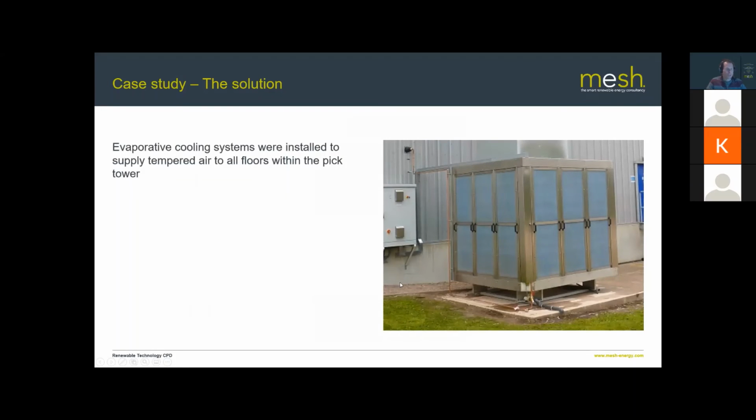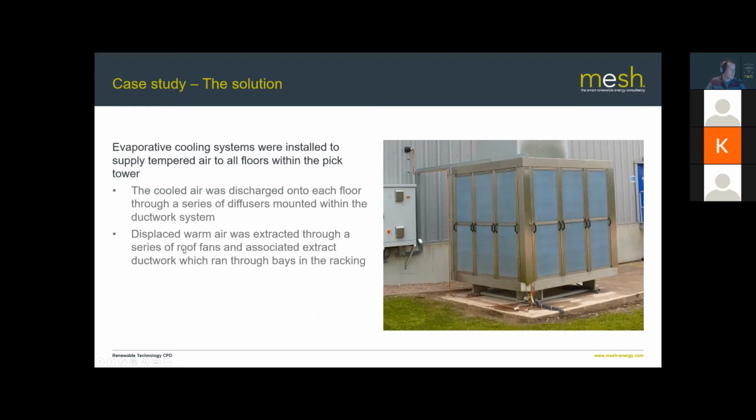So what was the solution? The solution was to install a tempered air system to all floors within the PIC tower. The evaporative cooler provided that air, and that went through a series of diffusers to give an even distribution across each floor of the system. The warm air that was displaced by the cool air coming in was forced towards the middle of the PIC tower and then collected through a series of extract duct sort of chimneys that were then linked to roof fans. And these actually ran through the bays in the racking.